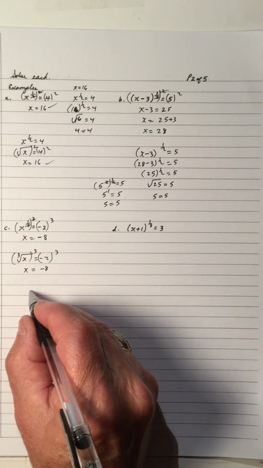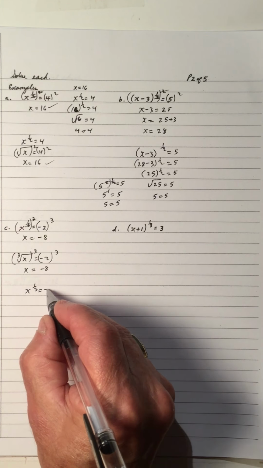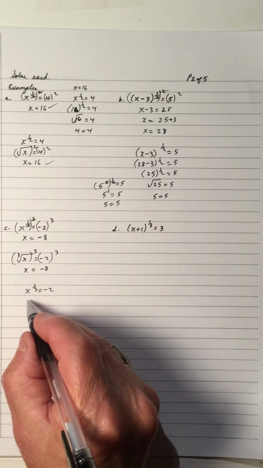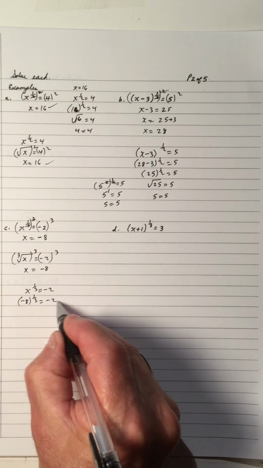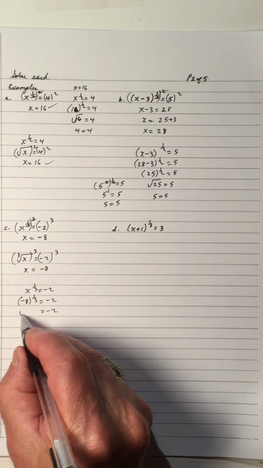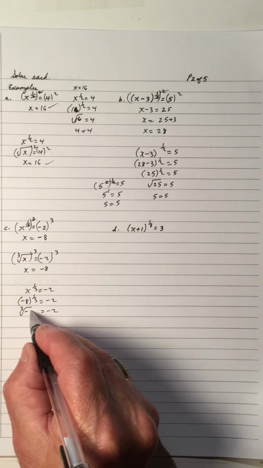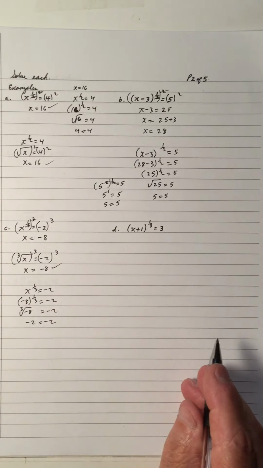And we just want to check x equals negative 8. So x to the 1/3 equals negative 2. x is negative 8. We put a negative 8 in the place of x. And we see the cube root of negative 8 is negative 2. So negative 8 is the answer.